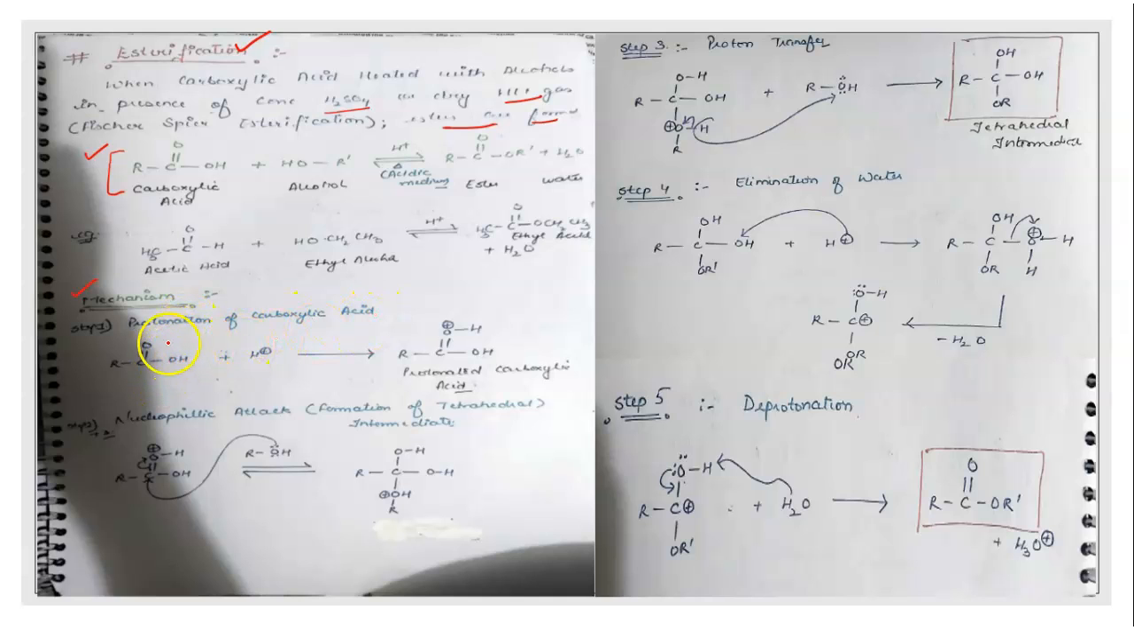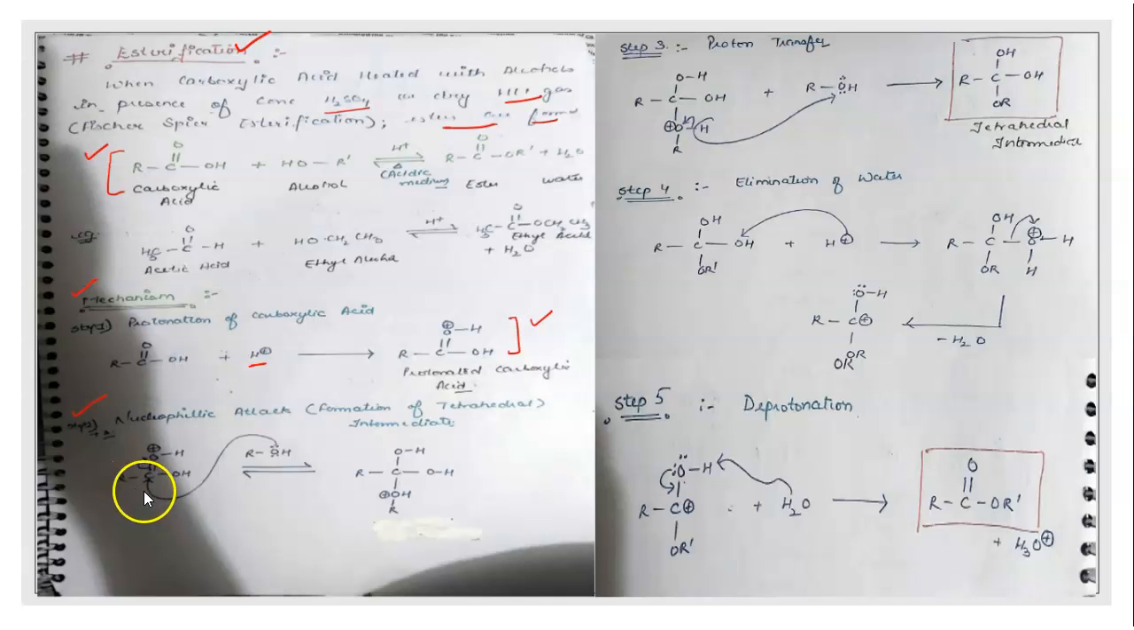First of all, the carboxylic acid will get protonated. In the presence of your acid, it will get protonated, and the protonated carboxylic acid is formed, resulting like this. Now in the second reaction, what is happening? Nucleophilic attack. The formation of the tetrahedral intermediate is occurring.